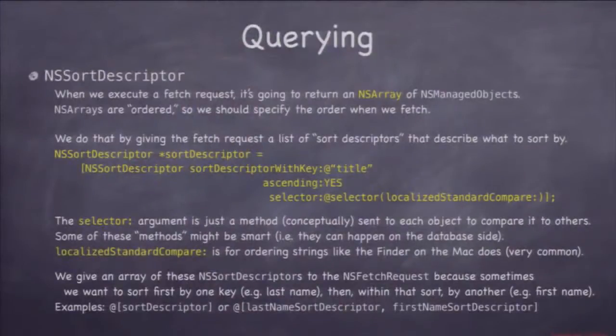So you provide two sort descriptors, one that sorts by last name, that's the primary sorting, and then one by first name is the secondary sorting.